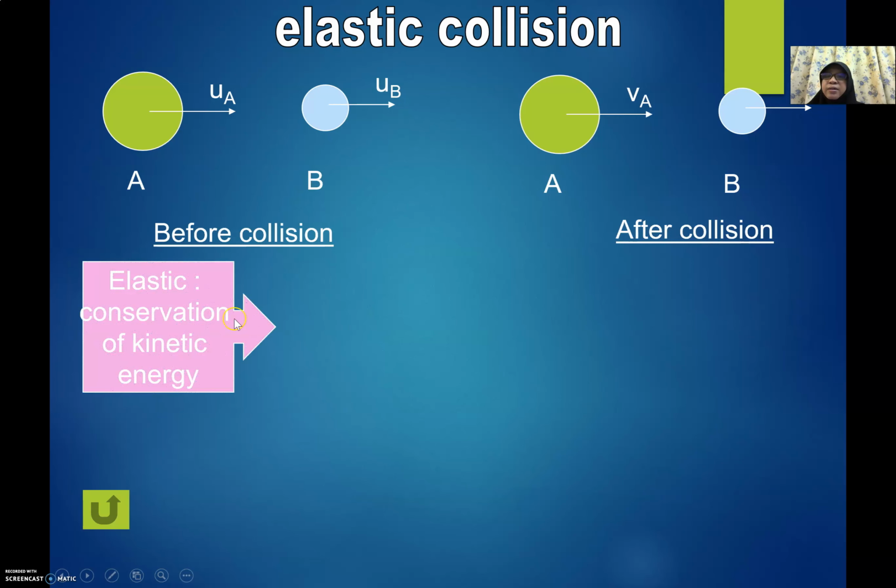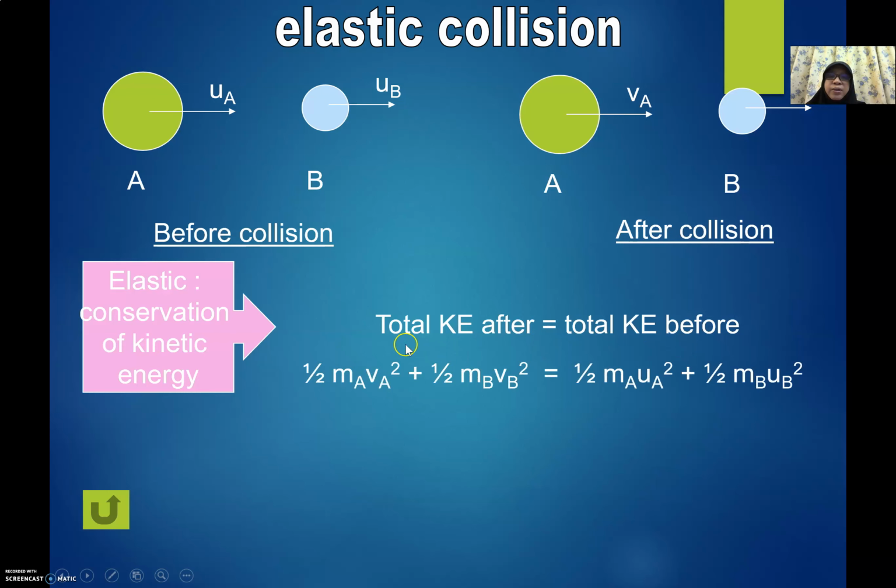Okay, next, for elastic collision, kinetic energy is conserved. So therefore, total kinetic energy after collision equals the total kinetic energy before collision. From the equation of kinetic energy, half mv squared, total kinetic energy after collision is half MA VA squared plus half MB VB squared, equals total kinetic energy before collision, half MA UA squared plus half MB UB squared.